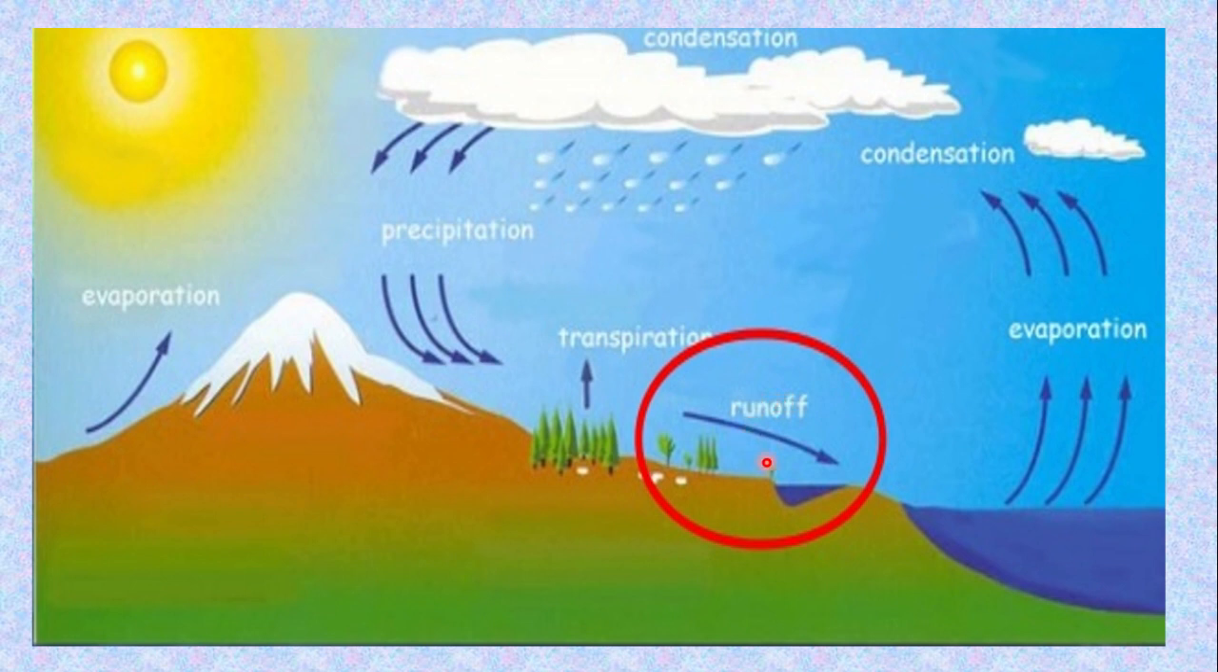In which process is energy needed? Can you name the process? In which process is energy needed? Whether it is evaporation, condensation, or precipitation. Well, this is evaporation because sunlight heats up the water. Then it will start turning from liquid to the gaseous state.